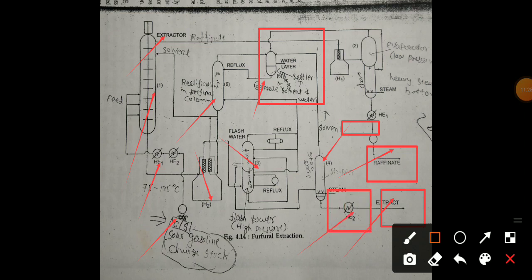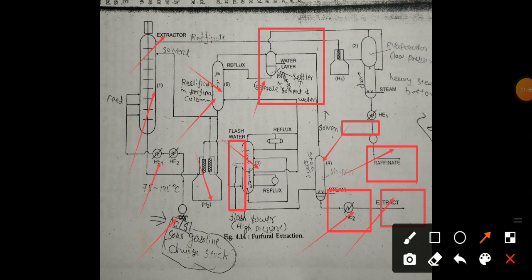Okay, the heated extract from heat exchanger 2 is admitted into the high pressure zone of flash tower 3. Flash tower number 3 is which one? This one, I write for you, flash tower 3. The solvent with accompanying water is flashed here and later sent for rectification into furfural column number 6. This one, number 6, I write here.